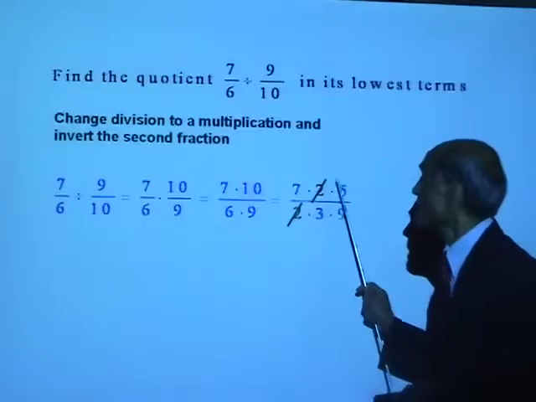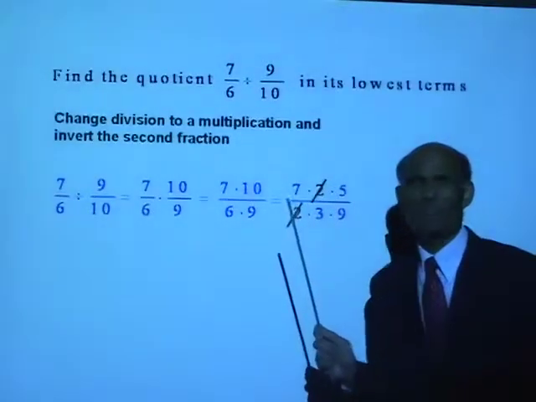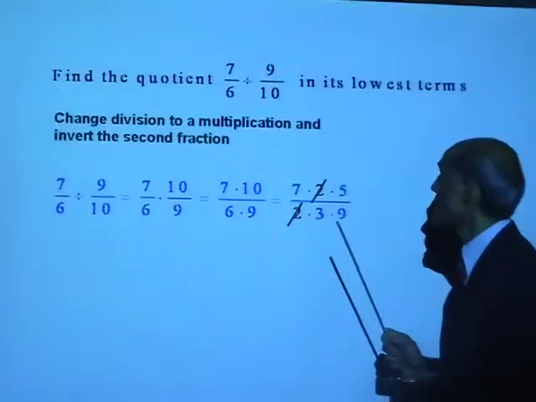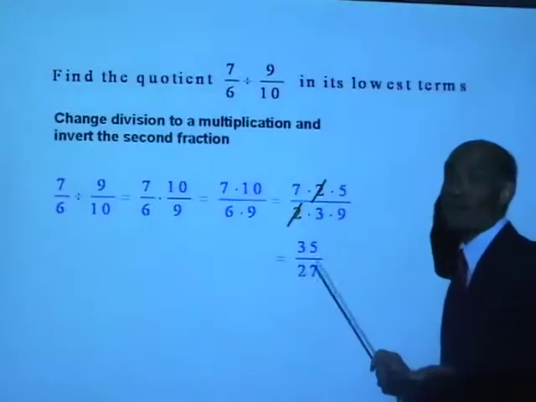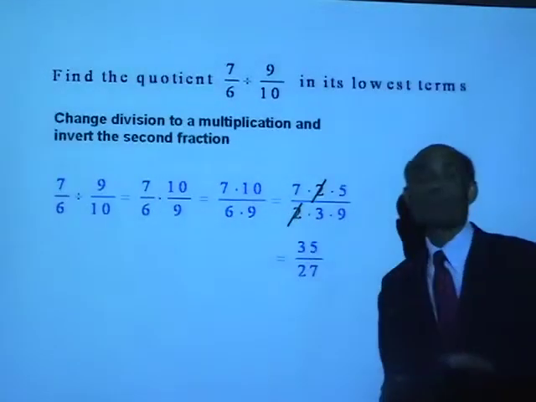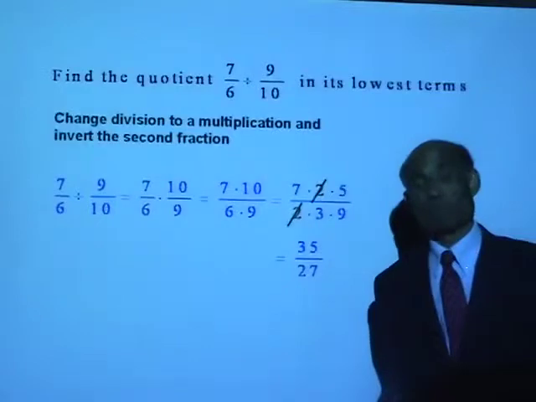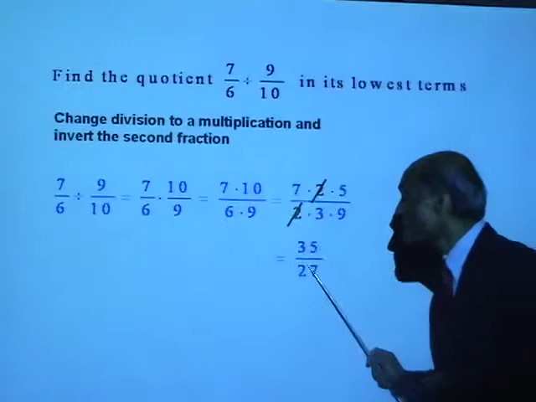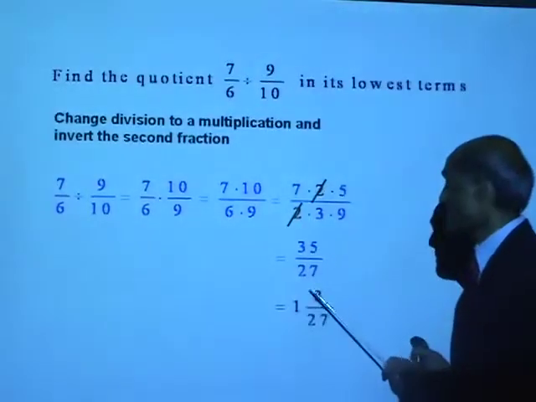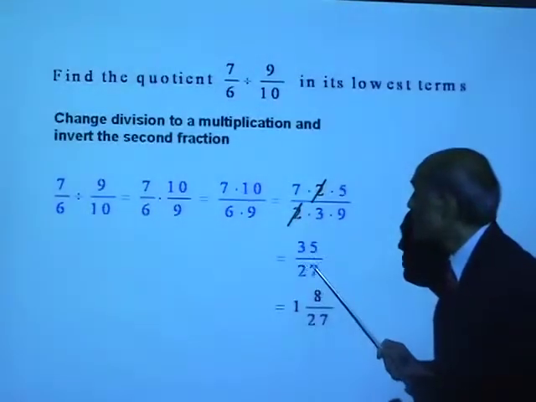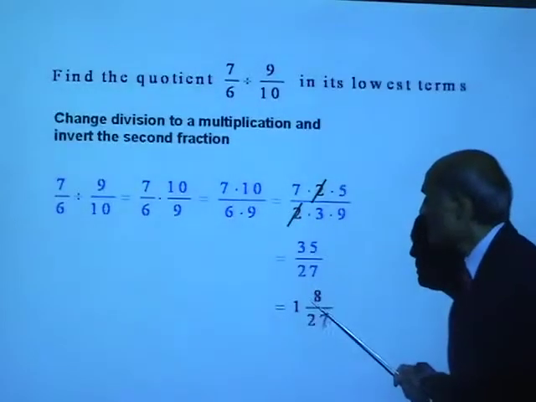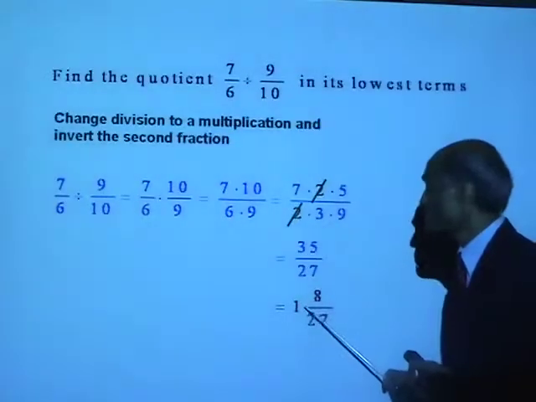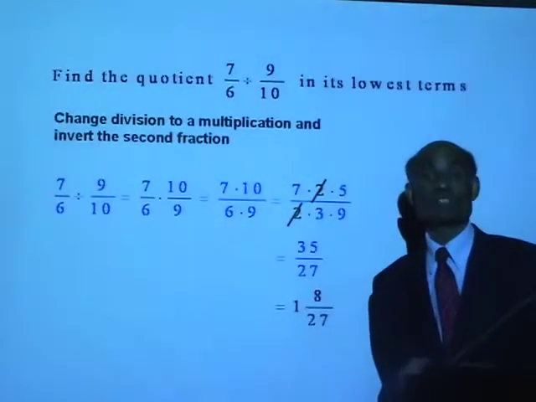And what are we left with? We have a 7 times 5. What is 7 times 5? 35 on the numerator. And 3 times 9, 27 on the denominator. 35 divided by 27. Okay? Now, how do you simplify that? 35 contains 27 once. And when you take away 27 from 35, you are left with 8. So 35 over 27 is 1 and 8 over 27.